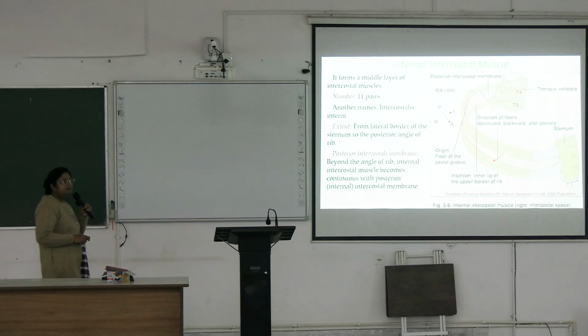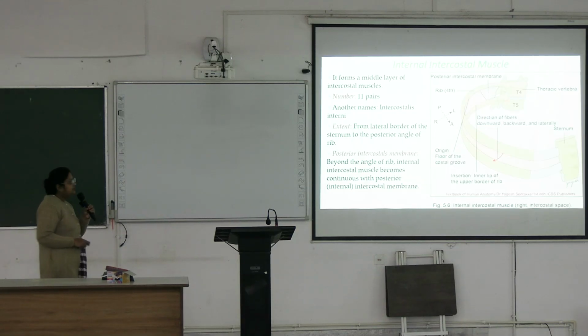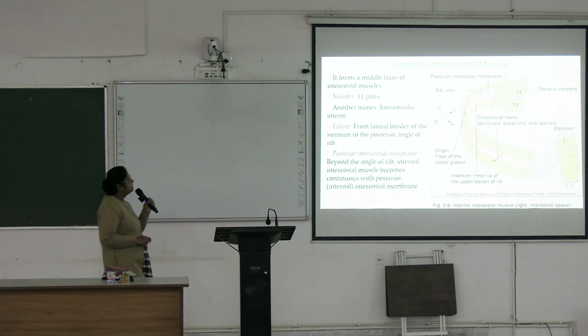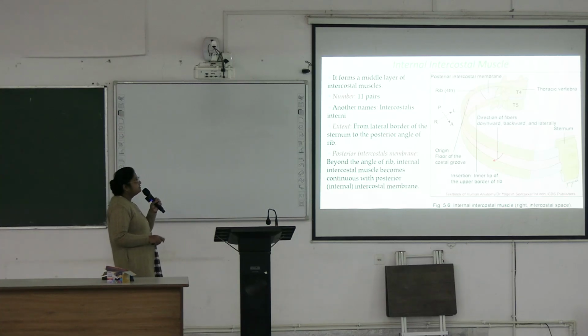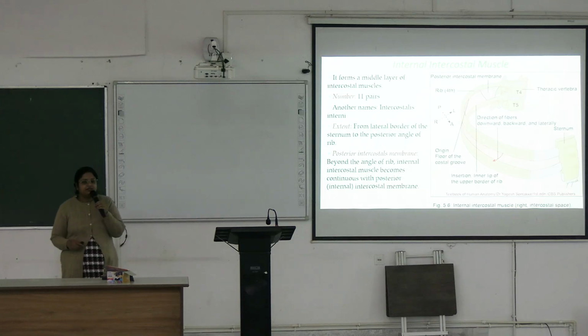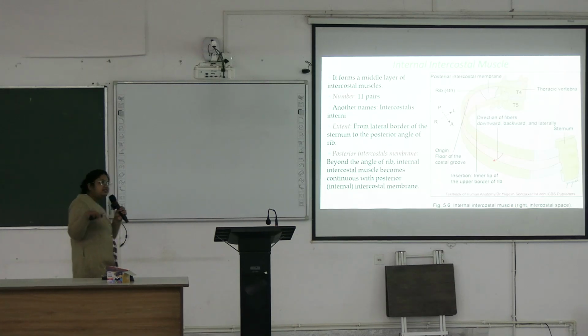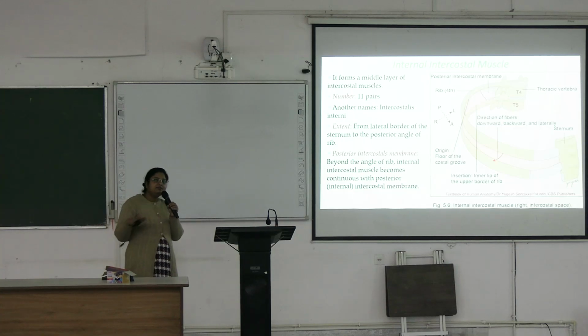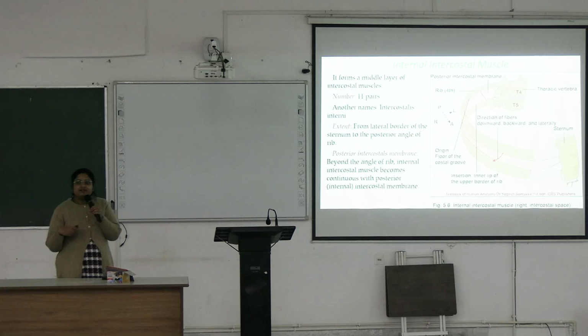It is also 11 pairs in number. Another name is intercostalis interni. Extent is from the lateral border of the sternum to the posterior angle of the rib. This region is called the posterior angle of the rib. Okay. Some of you have done it in the histology class, ribs class have been done? Okay, so you know the different parts of the rib.